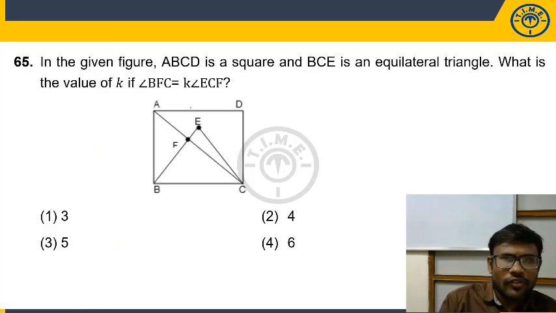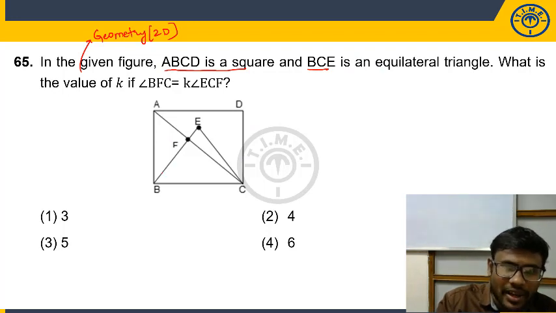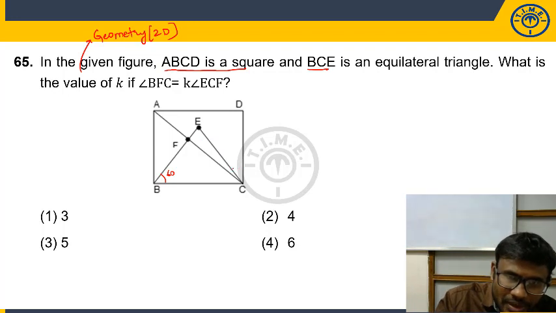In the given figure, ABCD is a square. This is a geometry question, and to be clear, it's 2D geometry. ABCD is a square, and BCE is an equilateral triangle. So BCE is an equilateral triangle means this angle has to be 60 degrees, this angle has to be 60 degrees, and this angle has to be 60 degrees.